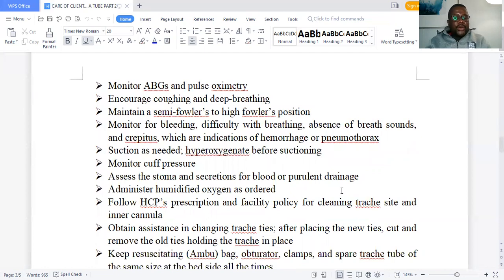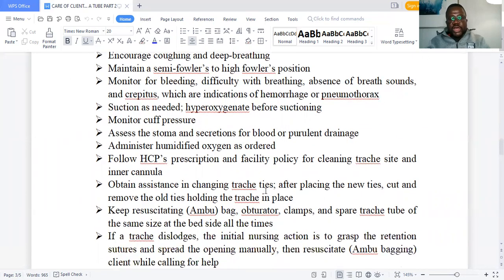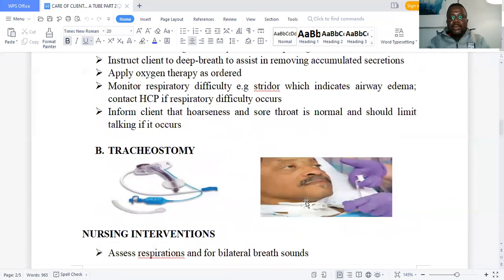Follow healthcare provider's prescription and facility policy for cleaning trach site and inner cannula. Yeah, you have to follow that. Like I said, cleaning the inner cannula is an aseptic technique. Obtain assistance in changing the trach ties. After placing the new ties, cut and remove the old ties holding the trach in place. This is very important. These are the ties here. You always make sure that the trach is not dislodged at the time of changing the ties, okay?